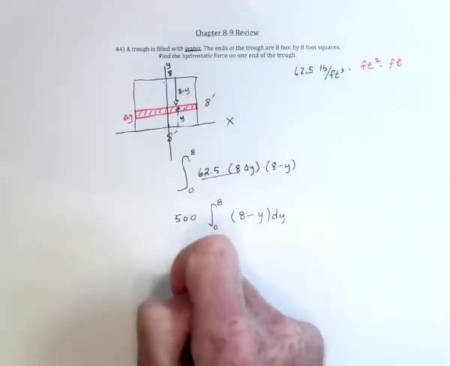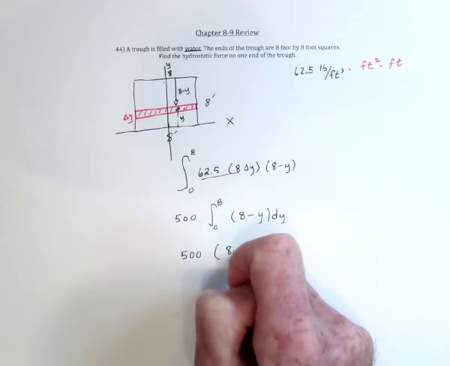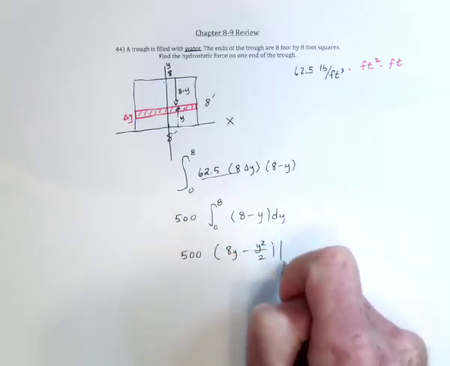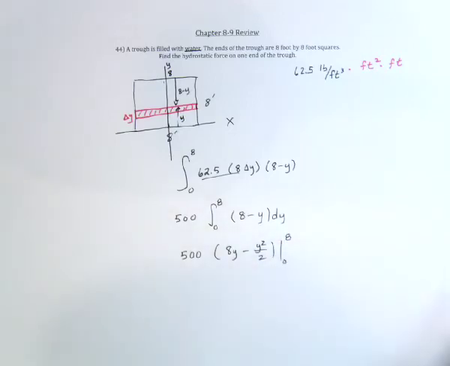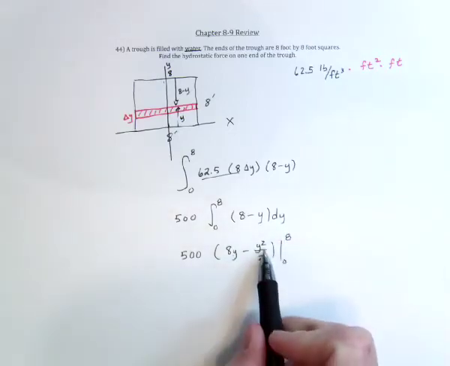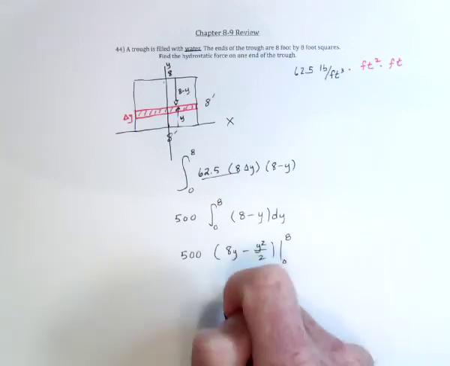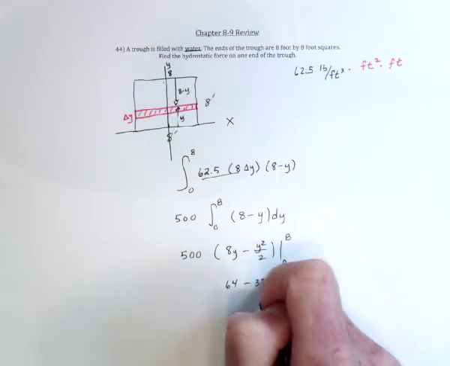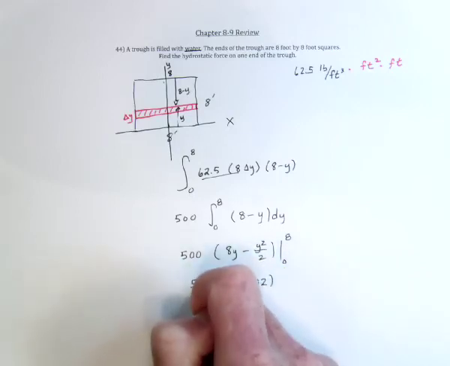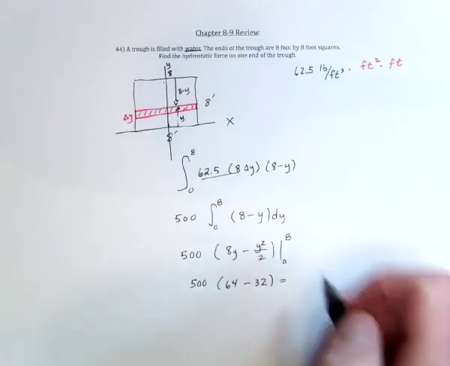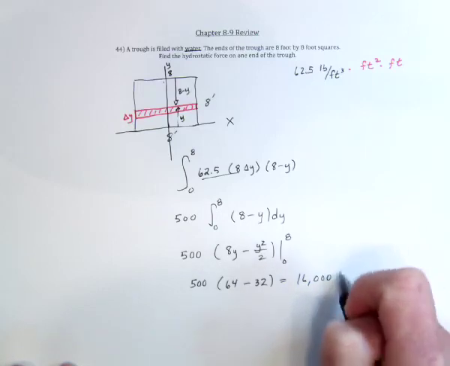So the 500 stays there. This is going to be 8y minus y squared over 2, evaluated from 0 to 8. The 0 will actually contribute nothing to the problem. We've just got a 64 minus 64 over 2. Once we reduce it, this becomes 32 times 500, which is 16,000, and that would be in pounds.